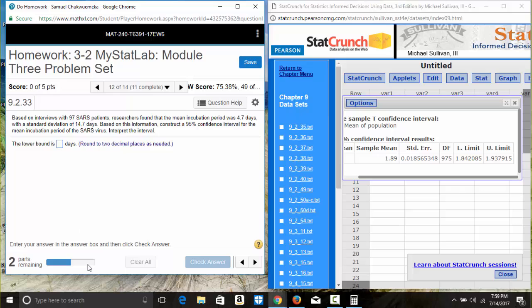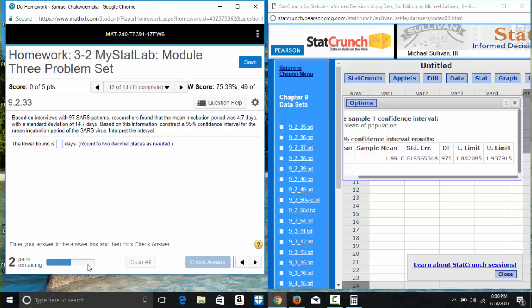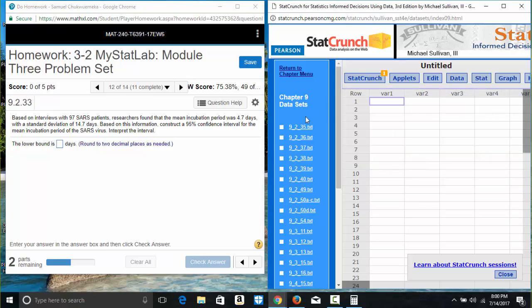Researchers found that the mean incubation period was 4.7 days, with a standard deviation of 14.7 days. So they gave us the sample size is 97 patients. The sample mean is 4.7 and sample standard deviation is 14.7. So we are going to use t-stats also. We're going to use t-stats.